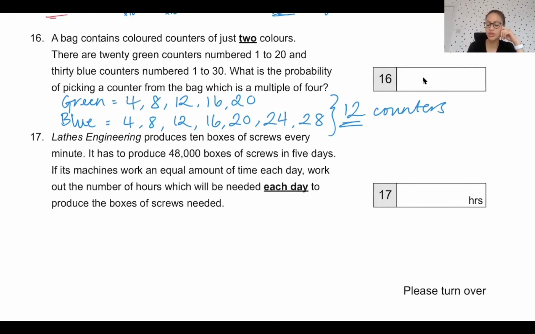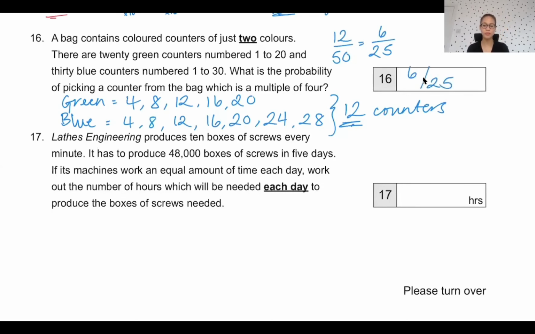So the total number of counters in there is going to be 30 plus 20, which is 50. And the total number of counters that we want is 12. So it's just going to be 12 over 50, 12 over the total number of counters. And if you simplify that, be careful simplifying because I'm getting some wrong simplified answers here. 12 divided by 50, you divide both by 2, you get 6 over 25. 6 over 25.